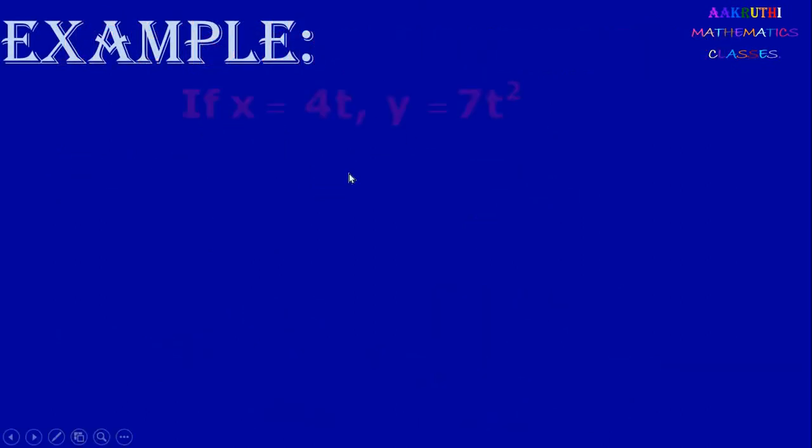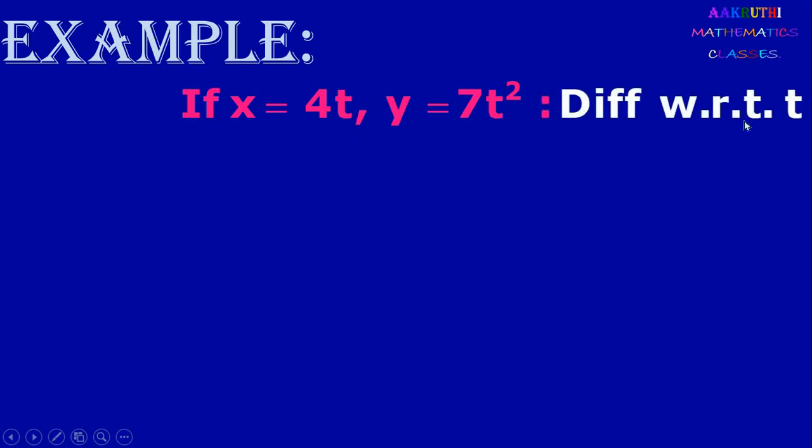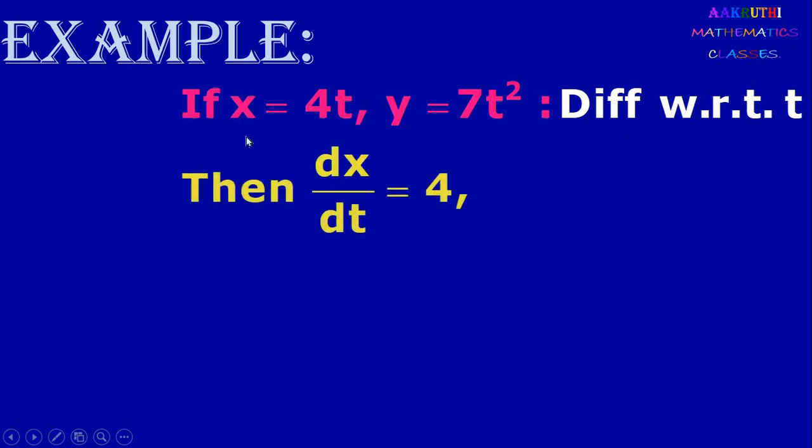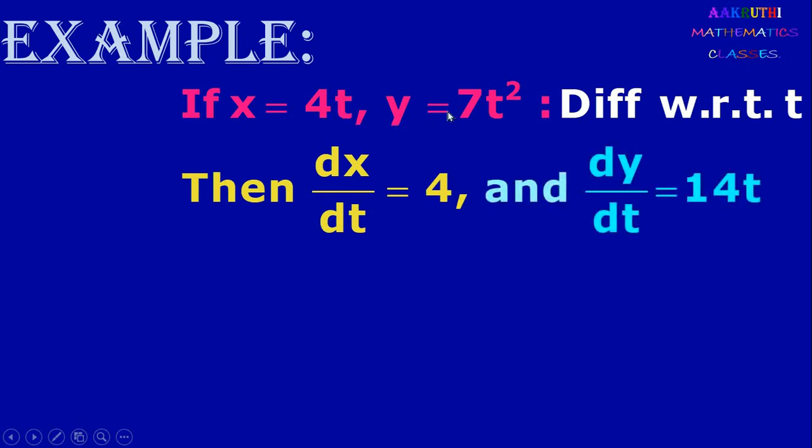We consider one example. Consider x equal to 4t and y equal to 7t square. Since t is the parameter, we differentiate with respect to t. First we find dx by dt. So dx by dt is 4t differentiation, which is 4. Next we find dy by dt. In 7t square differentiation, 7 is constant, t square differentiation is 2t. So 2 into 7 is 14t. Therefore dy by dt is 14t.